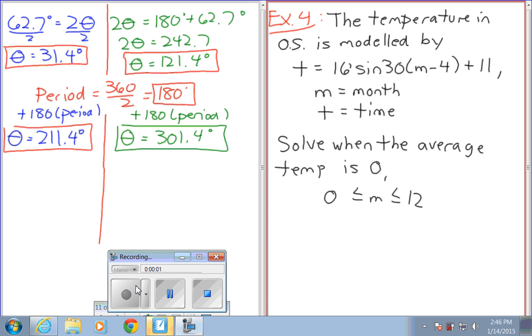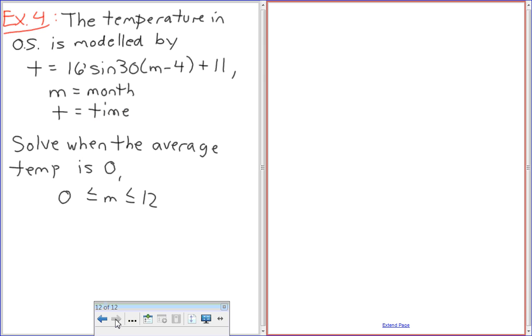It has words, so this looks frightening. I'll read it out to you, though. It's not scary. It says the temperature in Ontario, that's our own province, is modeled by T equals 16 sine 30(M minus 4) plus 11, where M equals month, T equals temperature.